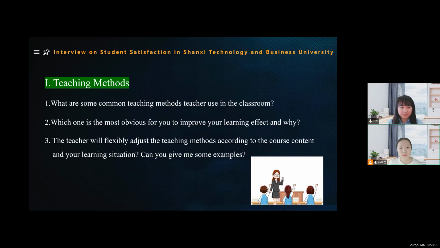This adjustment of teaching methods allows us to change from passively accepting knowledge to actively exploring and applying knowledge, and better adapt to the learning needs of different stages.